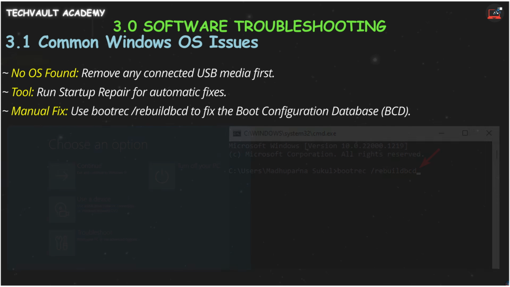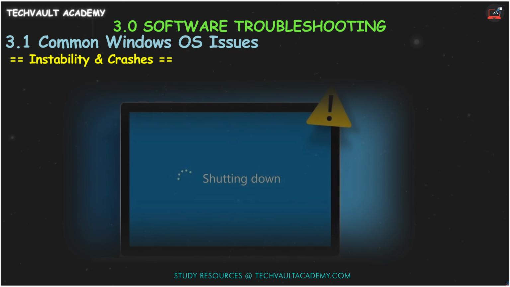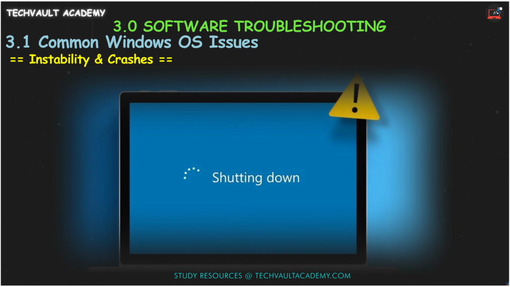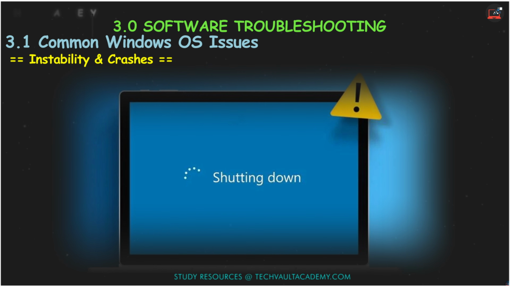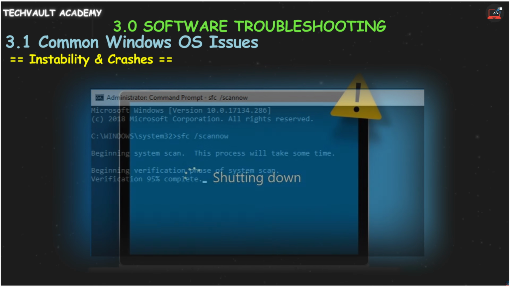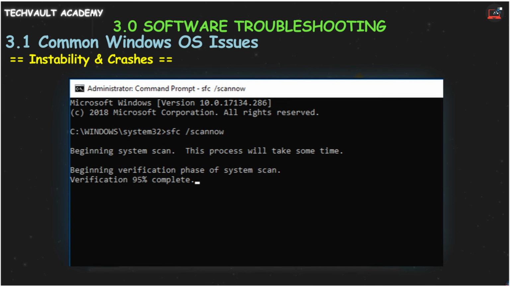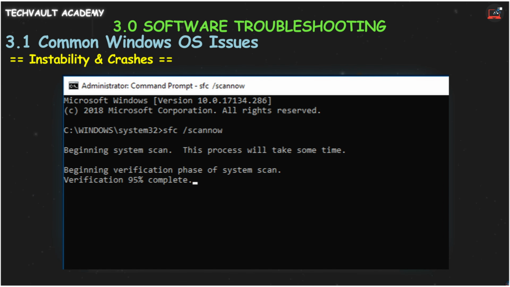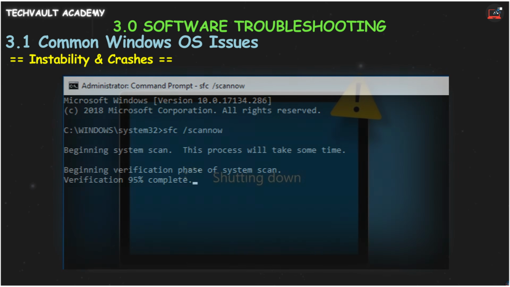Sometimes a system is just unstable, with frequent shutdowns or random application crashes. This often points to a hardware problem. Run a full hardware diagnostic, especially on the memory. You can also use the built-in System File Checker, or SFC, to scan for and repair corrupt Windows OS files.